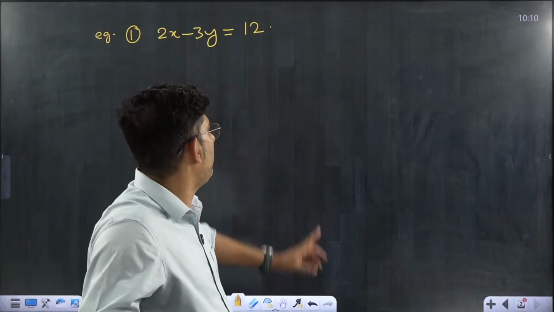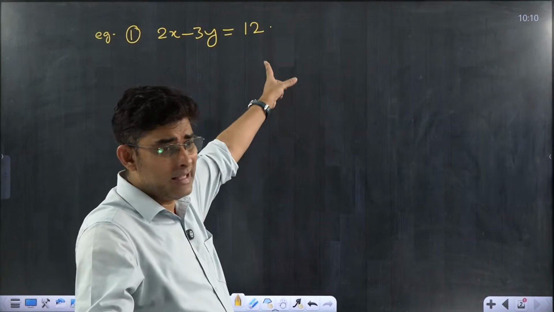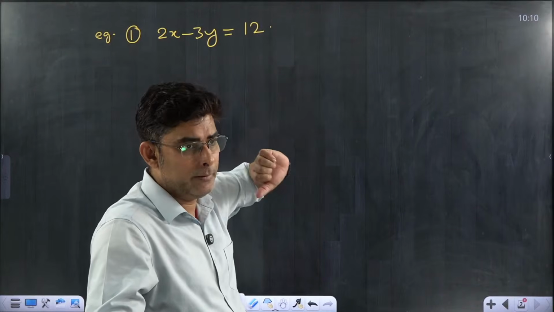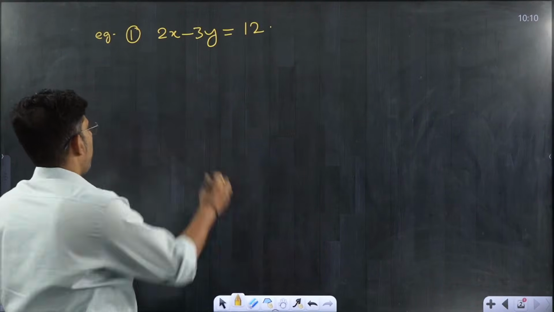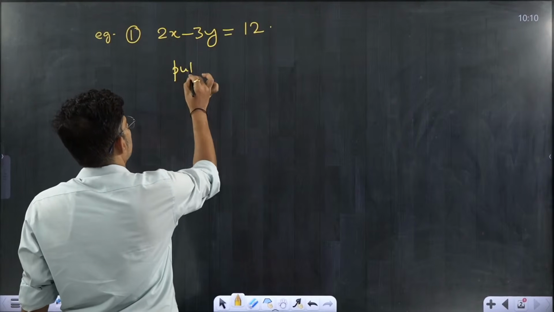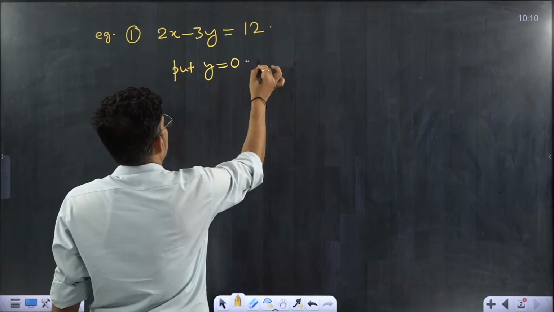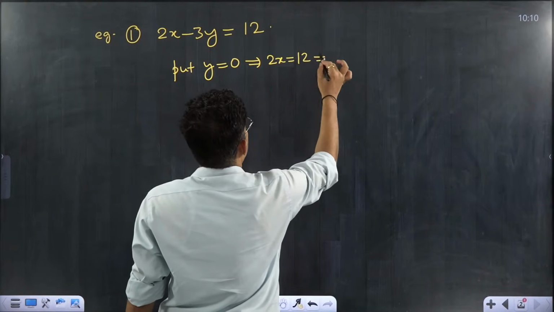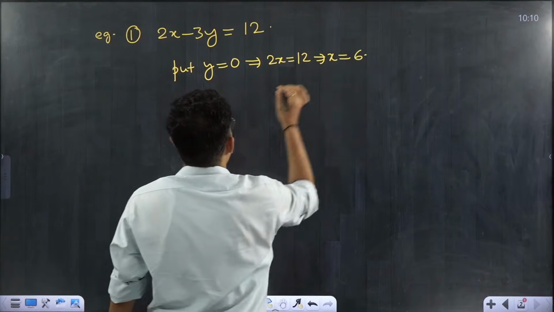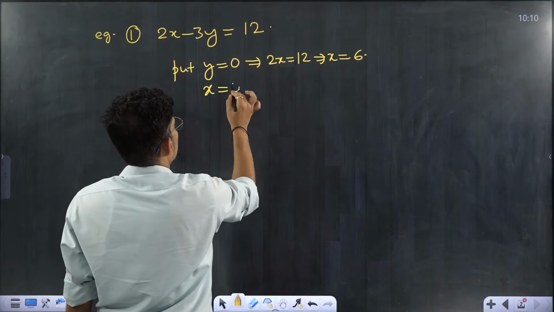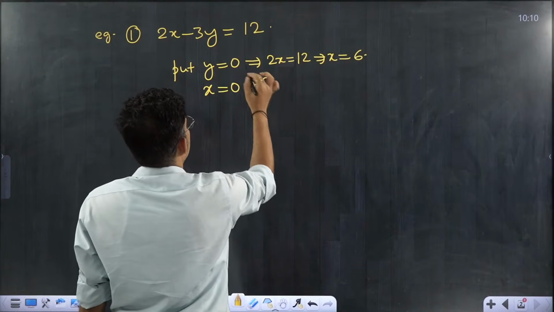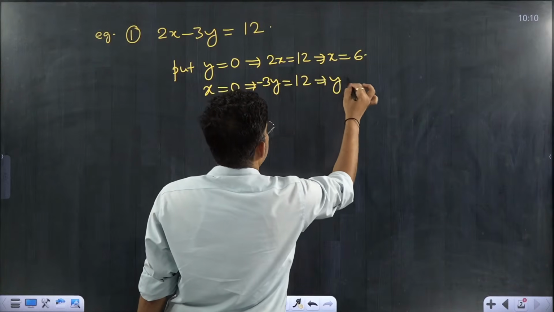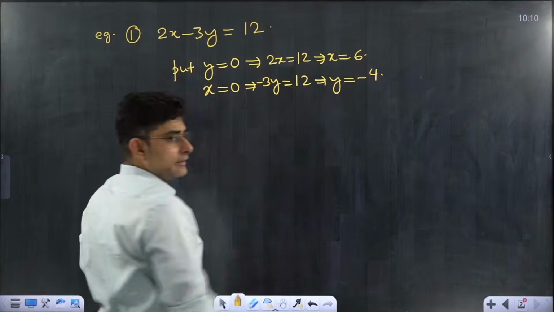Why is it a straight line equation? Because you can see that the equation has a linear form for x and y. So what I do, just put y equals to 0. If you put y is equals to 0, you get 2x is equals to 12. That means x will become directly 6. If you put x is equals to 0, you will get minus 3y equals to 12. So from here you will get y is equals to minus 4. I hope it is clear.